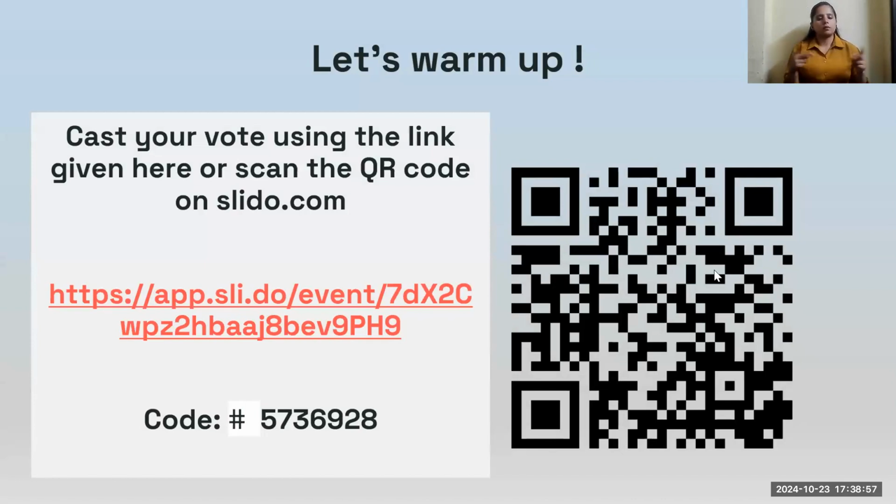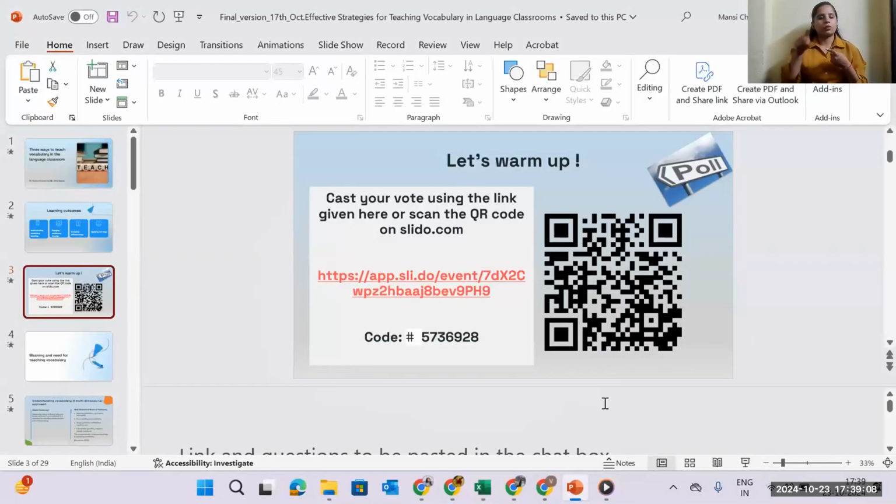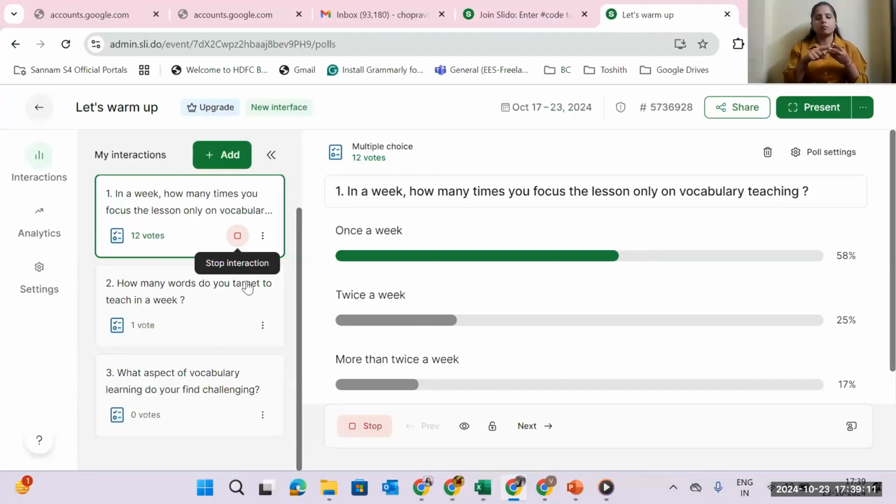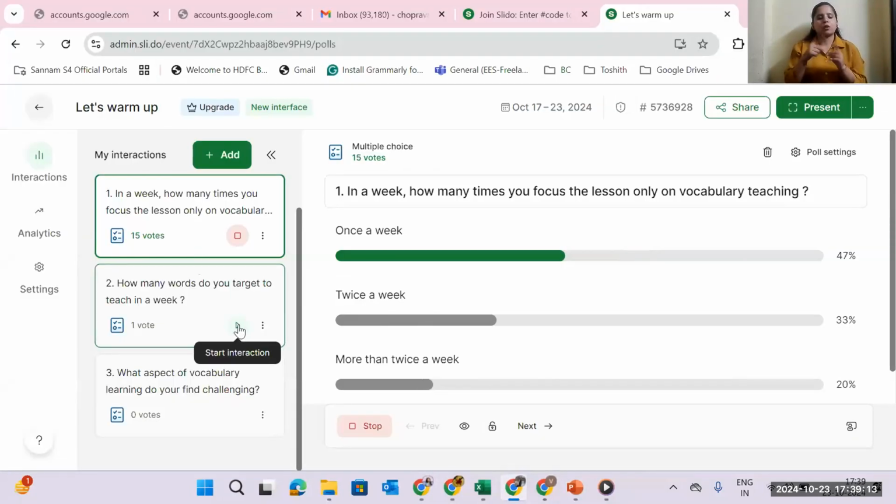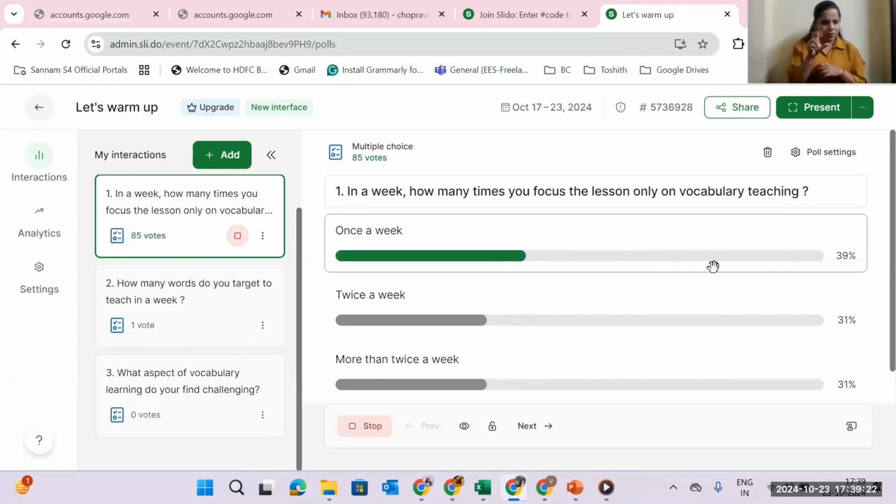The first question is, in a week, how many times do you focus the lesson only on vocabulary teaching? 30 seconds for you to answer this. And there are 3 options. You can clearly mark the option as A, B, or C in the chat box. Okay, so you can see the Slido poll working for you. 36% say once a week, 31% say twice a week. So it's a mixed sort of response that we are getting.